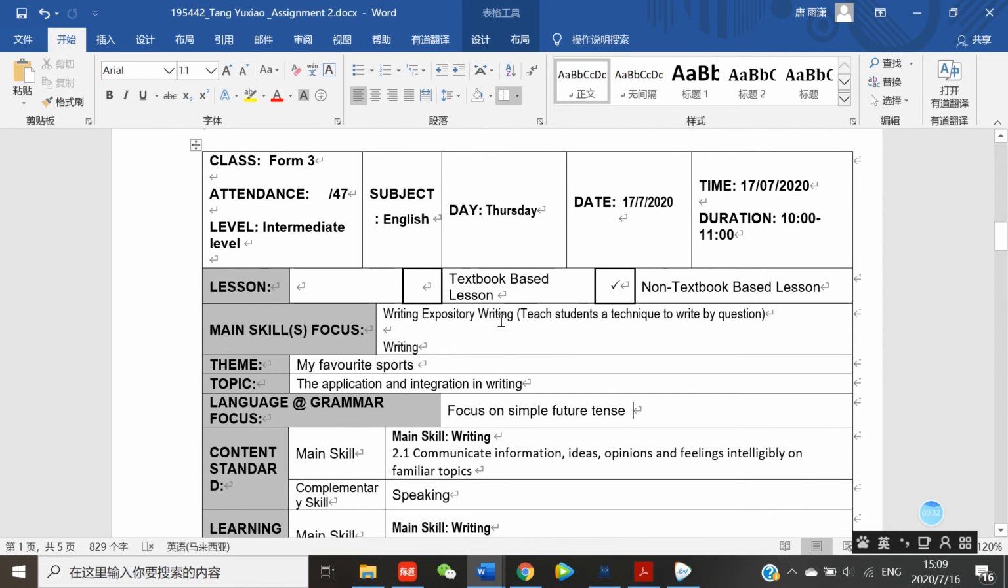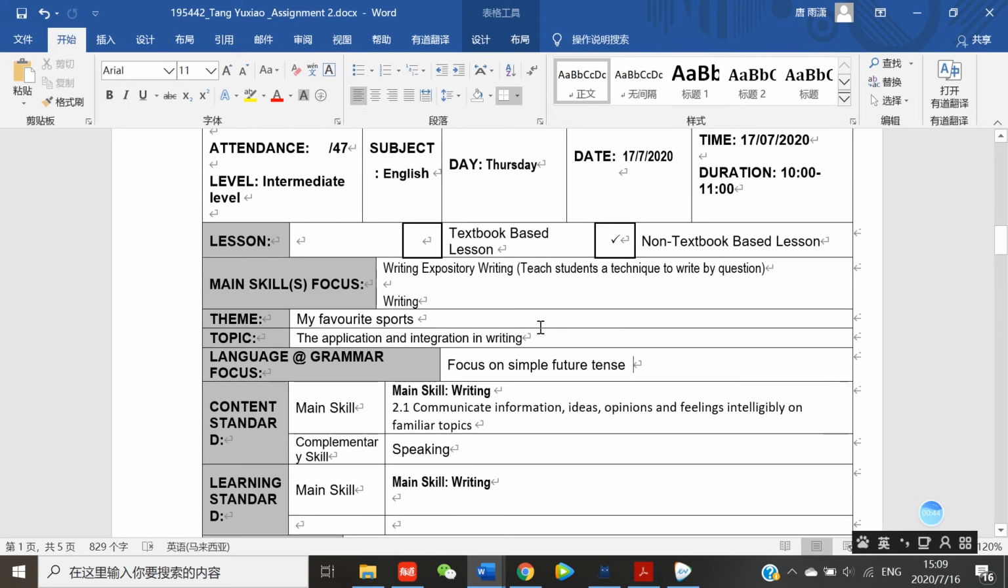Here is the main skill focus. It is to teach students a technique to write by questions. And the theme is my favorite sports. So in this lesson plan, students are able to describe their favorite sports. The topic is the application and the integration in writing.